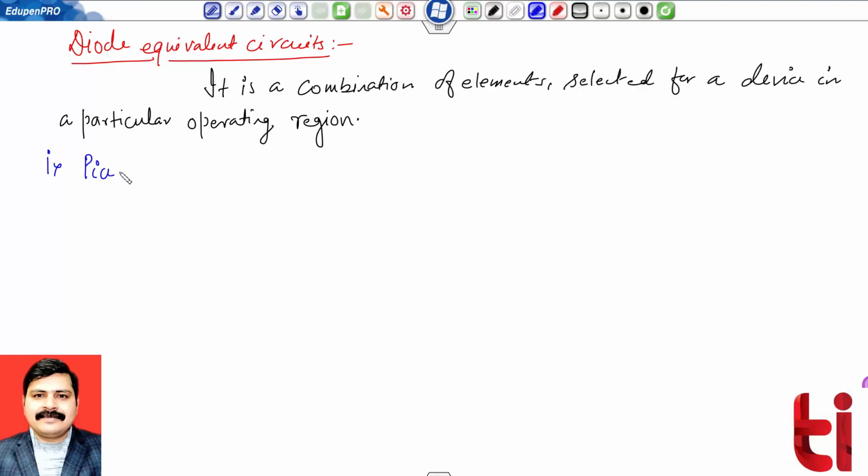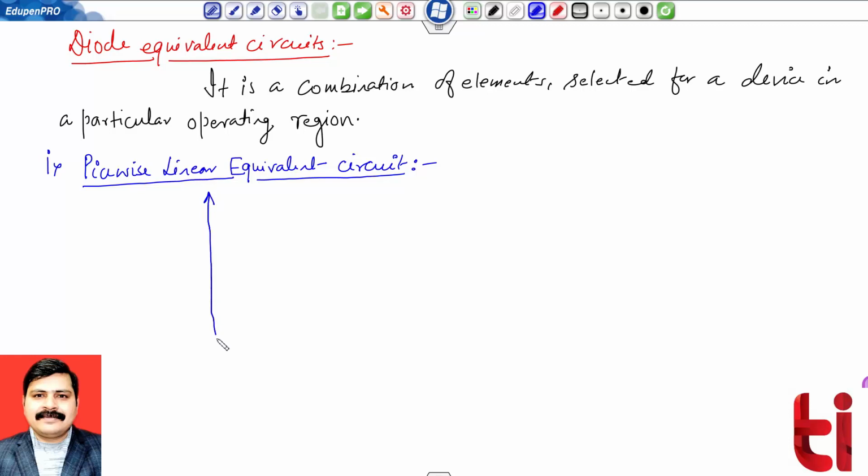Piecewise linear equivalent circuit. In this, we will select a particular model where we will see the contribution of each and every component to form a circuit. The VI characteristics which we have plotted earlier.